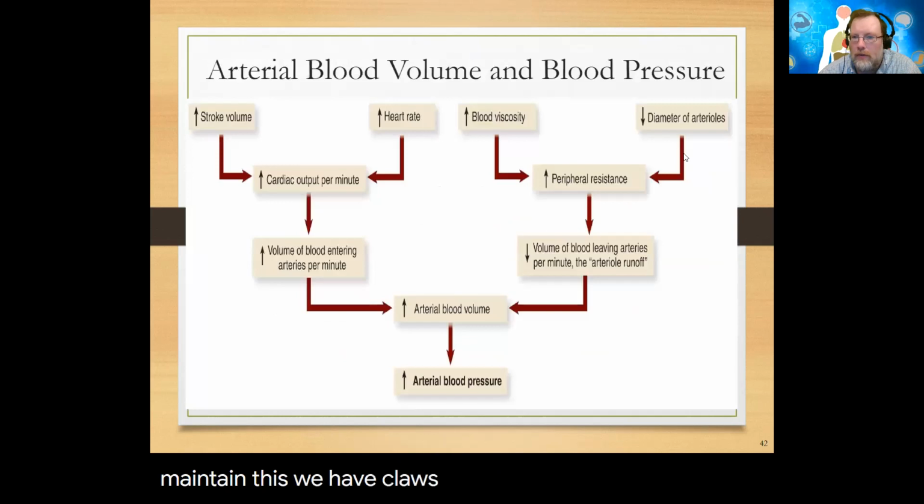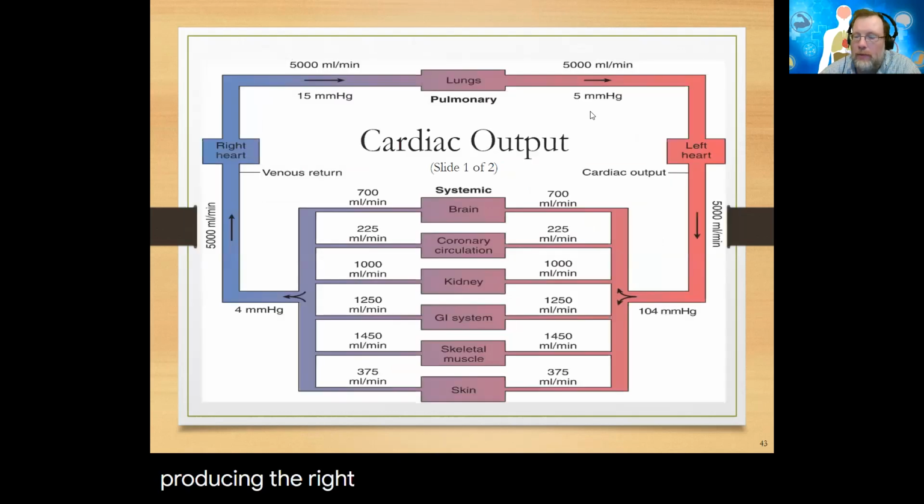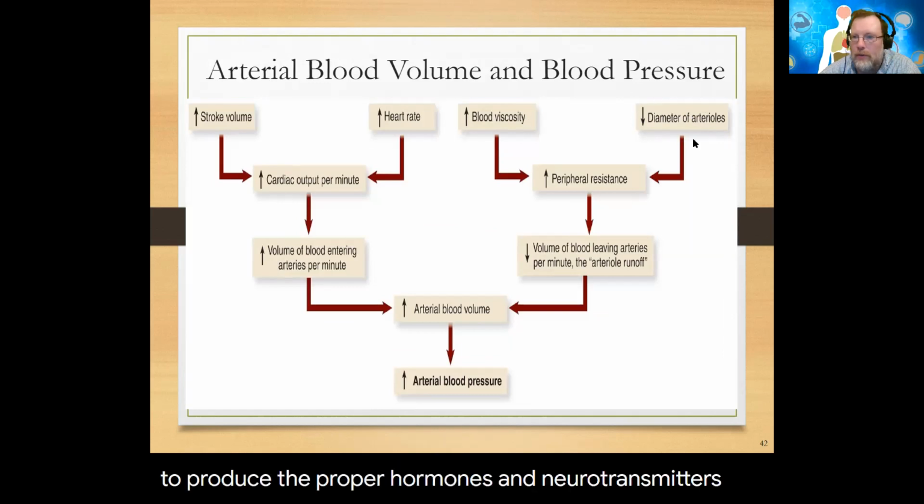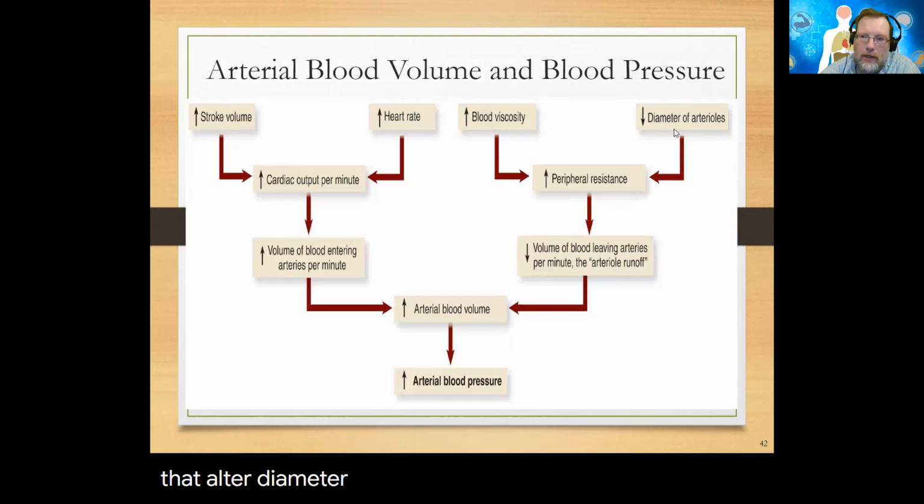If we have clogging in arterioles, or we have diameter issues, we have issues with producing the right... your body produces blood thinners. Your body produces anti-inflammatories. Your body is able to produce the proper hormones and neurotransmitters that alter the diameter or radius of arteries that cause vasoconstriction, vasodilation. So if we're lacking some of those hormones or neurotransmitters or some of the enzymes that enable these to be balanced, that can alter this.